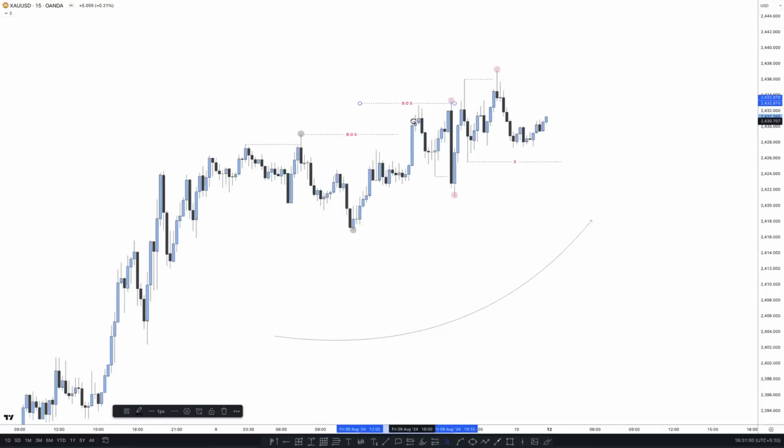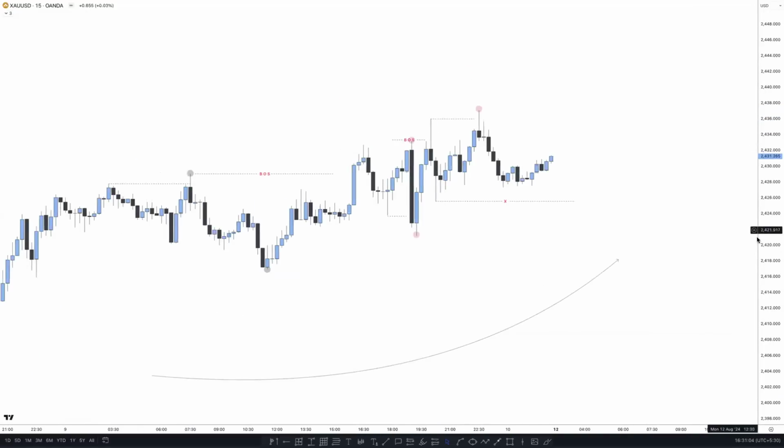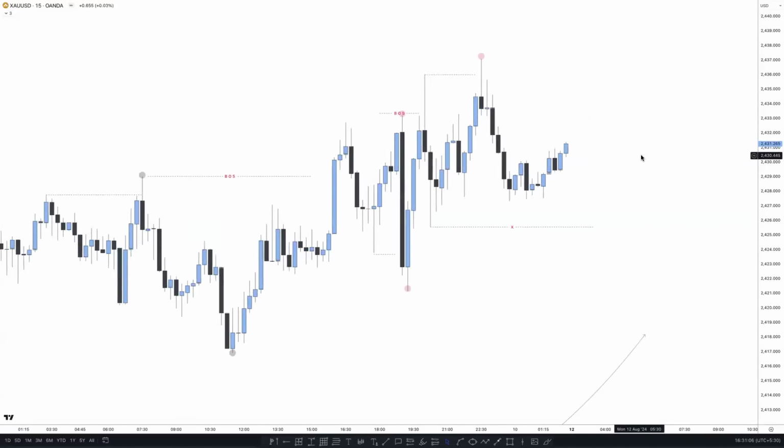And where is the next one? This one. This is our next break of structure right here. So we can see very clearly that the market is showing bullish momentum, but we can see one more thing here. The market has taken out the previous high, sweeping the previous high and grabbing the liquidity.